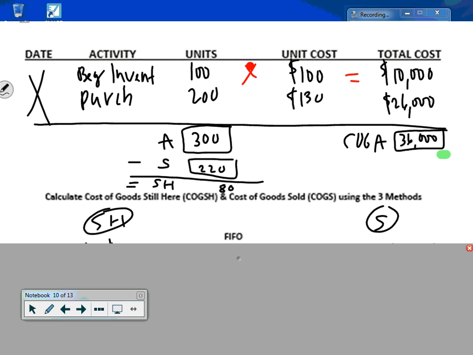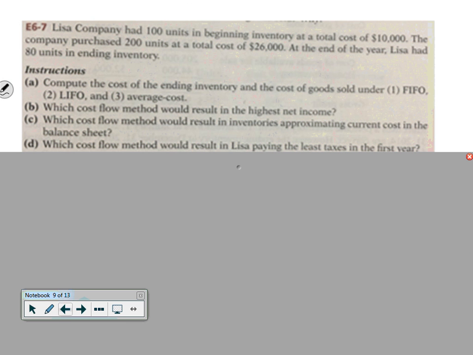Now don't forget, once you have this done, you still have to go back and answer A, B, C, D. I'm going to pause the recording, but then I'll record when I go through the answers. But I'm just going to give you the numbers. I'm not going to necessarily walk you through it. I just thought this is a really great problem to test your skills on FIFO, LIFO, average and to talk about them.